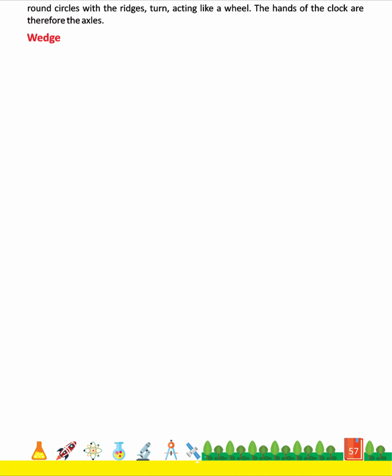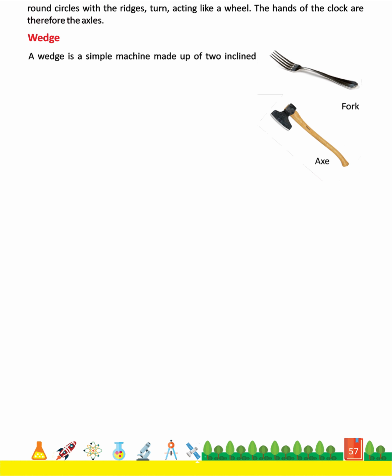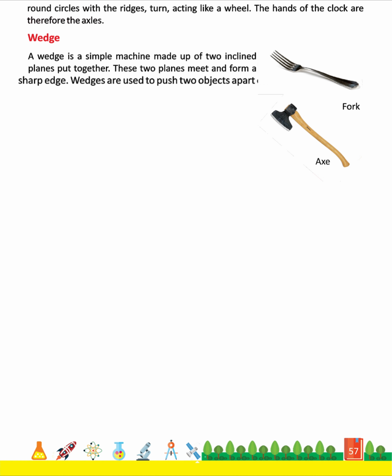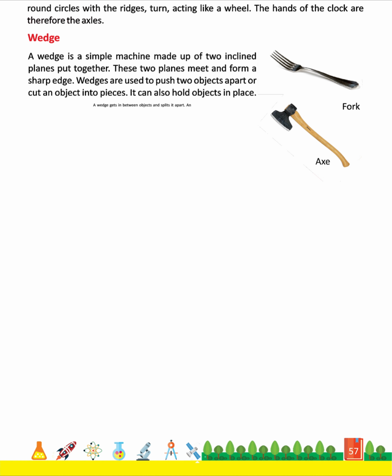Wedge. A wedge is a simple machine made up of two inclined planes put together. These two planes meet and form a sharp edge. Wedges are used to push two objects apart or cut an object into pieces. It can also hold objects in place. A wedge gets in between objects and splits it apart. An object like wood can be split apart with the wedge.